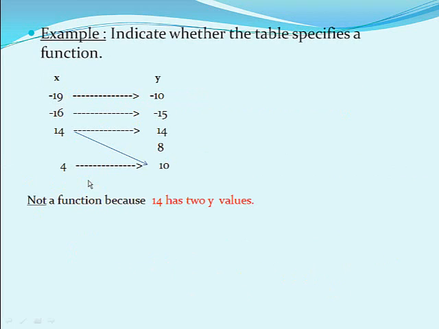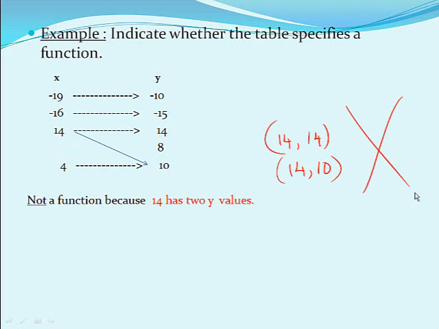In this example, we need to indicate whether the table specifies a function. Notice that 14 has 2 y values. 14 is going to 14 through this arrow, and 14 is also assigned to 10. That is not allowed in a function. So this table does not represent a function.